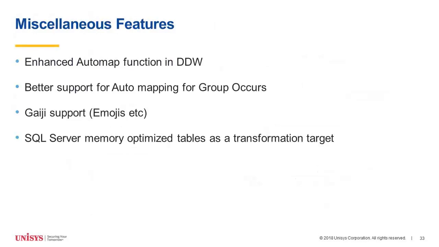There are some miscellaneous features: enhanced auto map functions in DDW, where you can now use regular expressions to identify the names that you want to auto map. Better support for DMS2 and group occurs. Gaiji support, and also some support for SQL Server memory optimized tables as a transformation target.